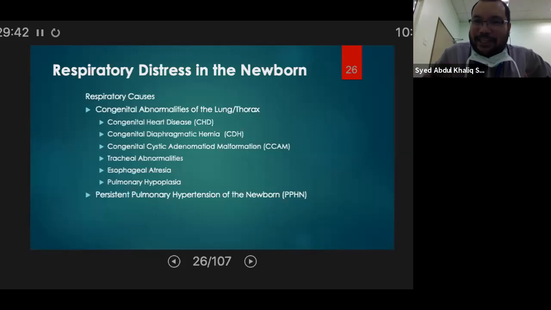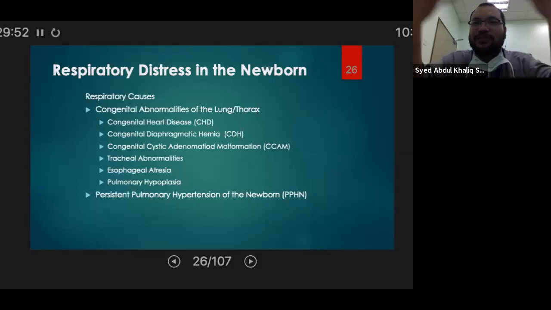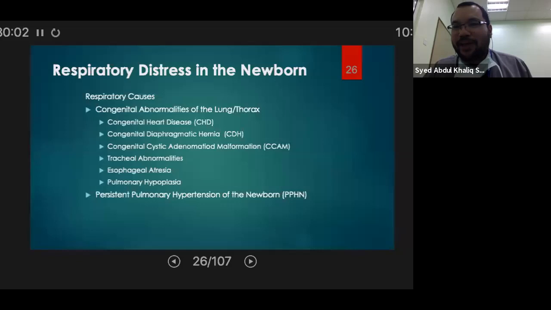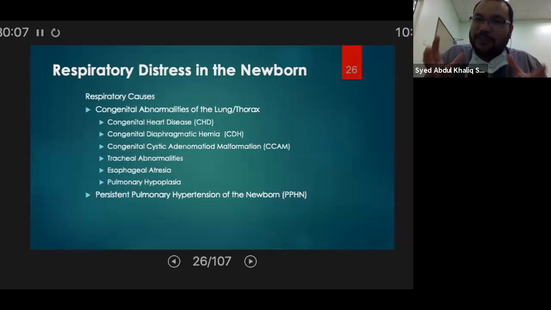Kan? Masa dia nak keluar kan? Kalau dia keluar through vaginal delivery, compression of the chest causes the body to push out fluid from the lung, it goes outside. So that's one thing. That is why if a child is born by cesarean section, there is higher risk of TTN. Why? Because the fluid is not excreted out by the compression of the chest.